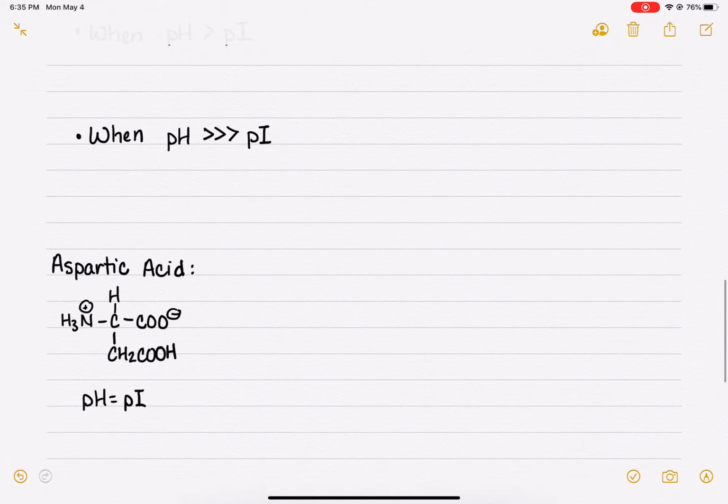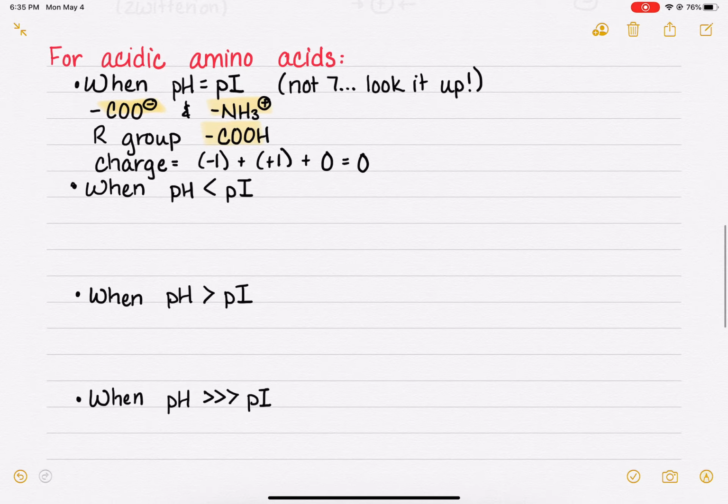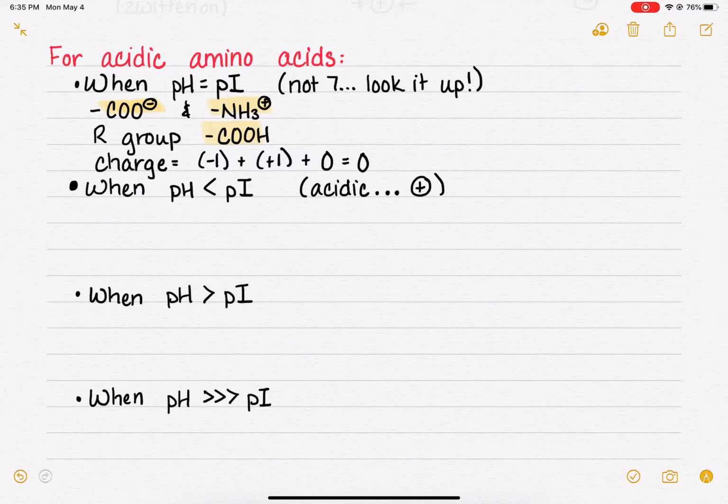So what about our next possible situation? The next situation is when the pH is less than the pI. When the pH is low, that means we are dealing with an acidic solution, and that means we are only allowed to see positive charges on our amino acid. So that means that we cannot see a COO minus group anywhere. So we need to have COOH.